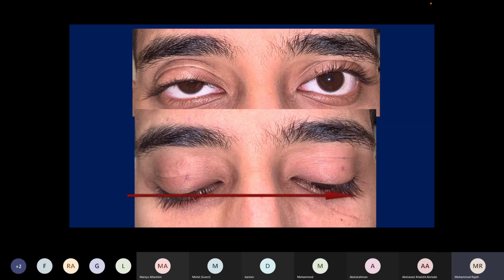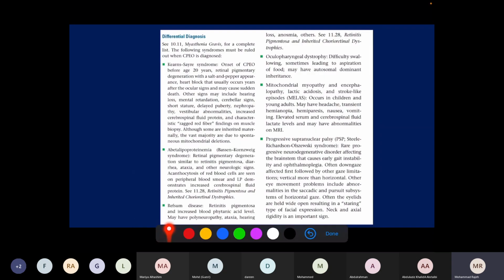So for the sake of time, this is from Wood's manual. So Kearns-Sayre syndrome, as you mentioned, and also oculopharyngeal dystrophy, so it's important to ask about swallowing and eating. Mitochondrial myopathy is also there; I have a couple of cases of mitochondrial myopathy. So all of these differentials are very important.